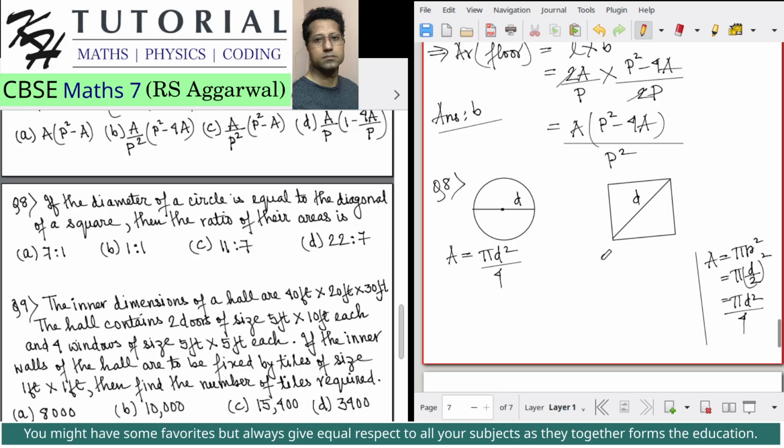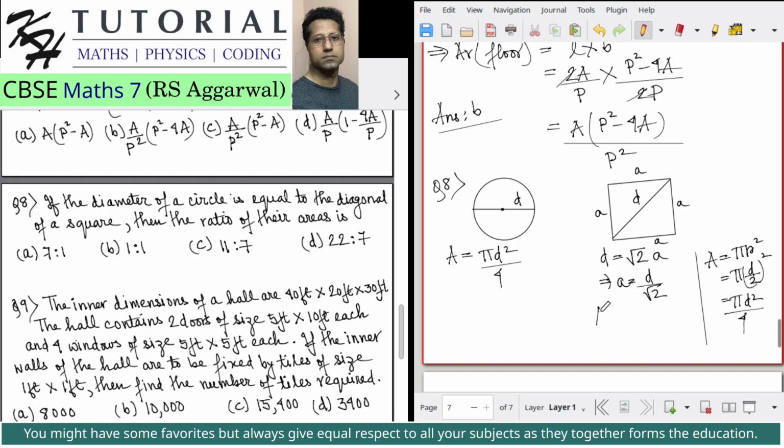I have forgotten the formula. I know that the diagonal of a square is equal to square root of 2 multiplied by the length of each side, a. If a is the length of each side of the square, then the relation between diagonal d and a is d is equal to square root of 2 multiplied by a. Now this implies that a is equal to d by square root of 2.